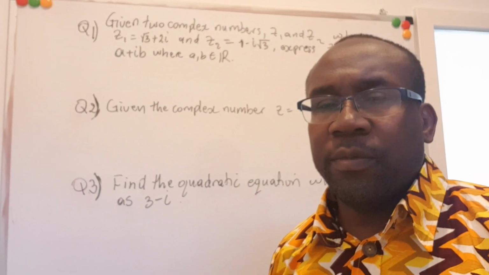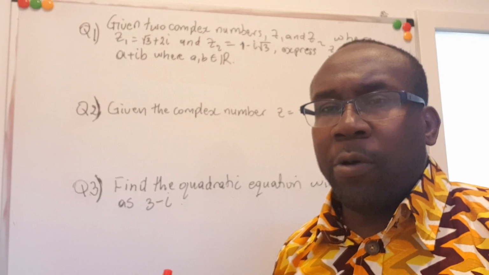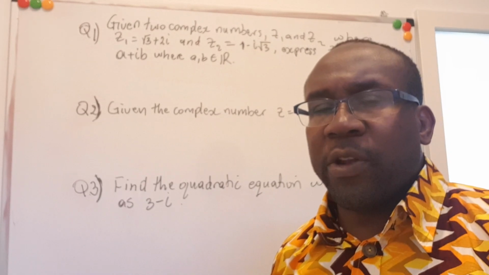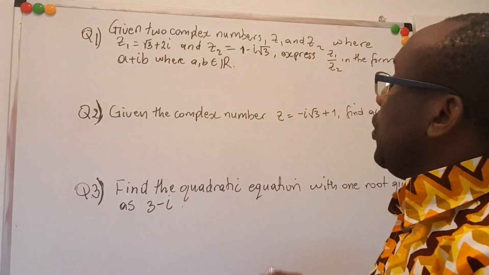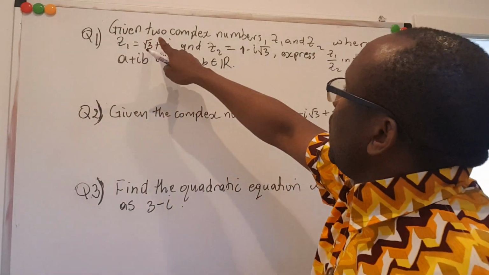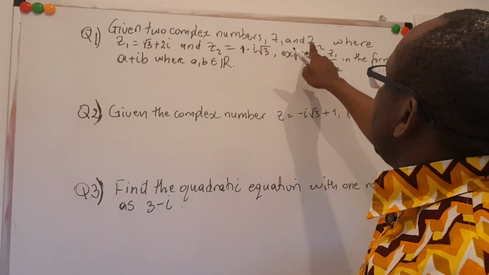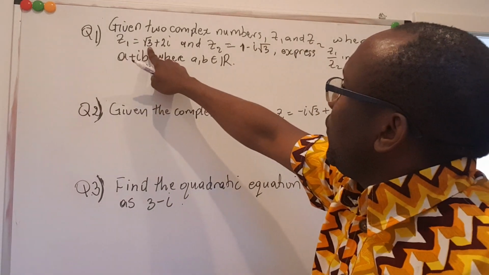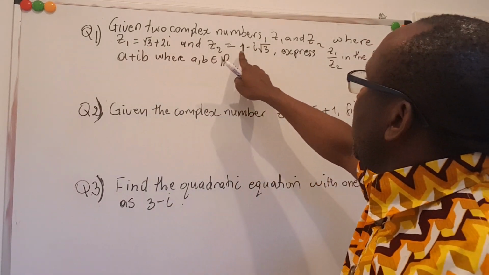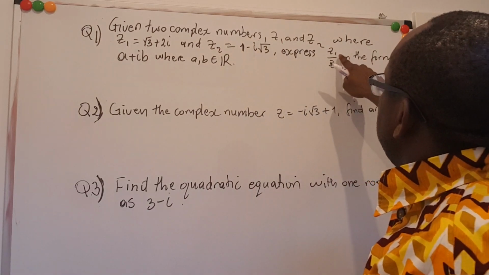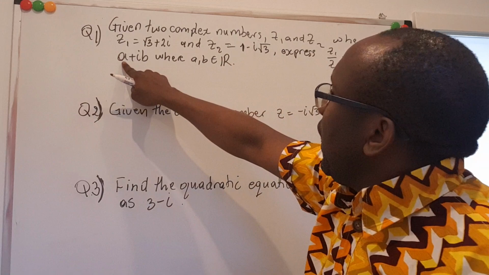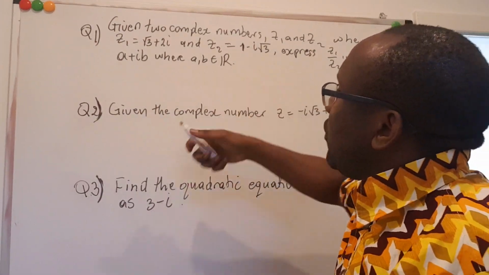I'm Dr. Anumende. We are going to look at a mix of paper 1 and paper 2 questions for the advanced levels on complex numbers. So the first question says, given two complex numbers, z1 and z2, where z1 is root 3 plus 2i and z2 is 1 minus i root 3, express z1 divided by z2 in the form a plus ib, where a and b are real numbers.